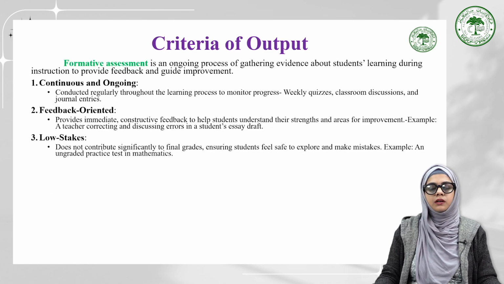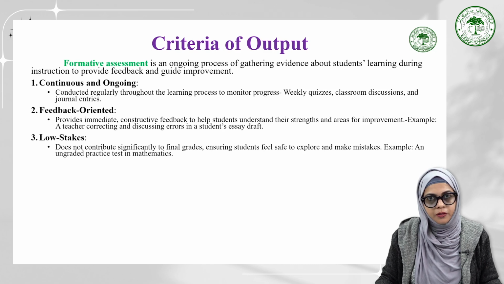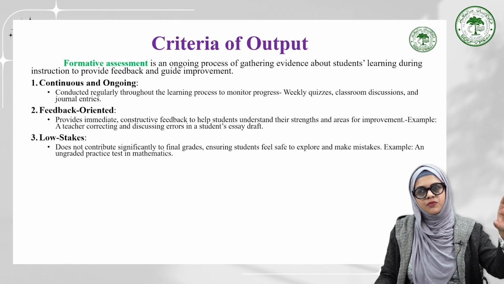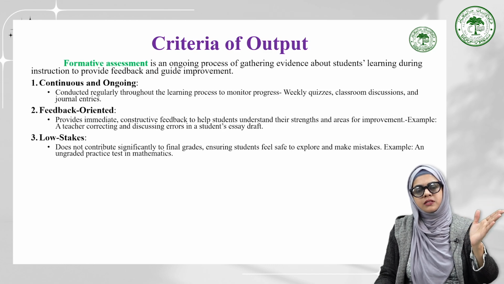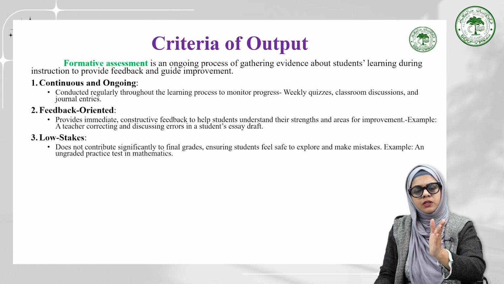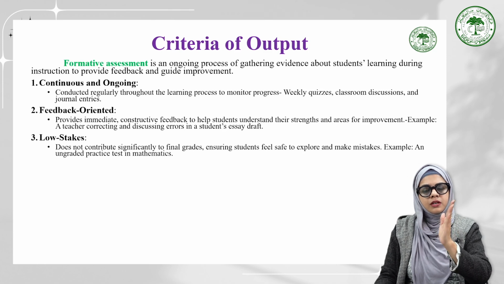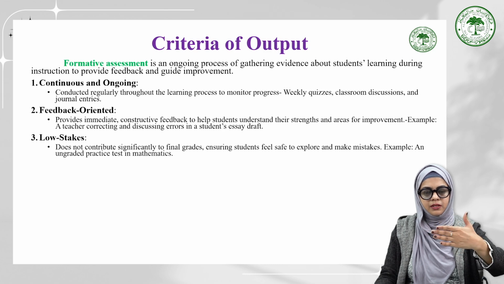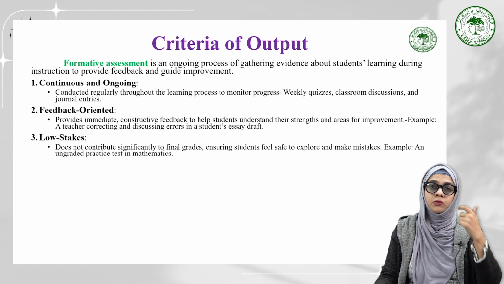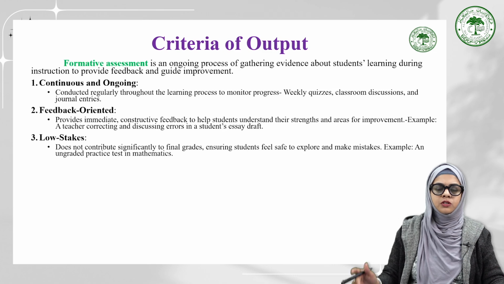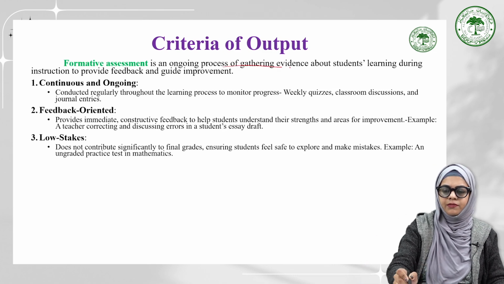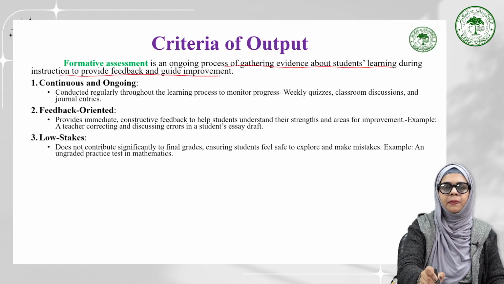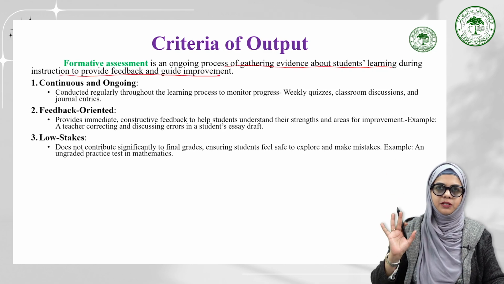Now coming to the criteria of output. Whatever is happening in the teaching learning process, whatever learning experience we have planned, all that is now getting translated into the output. Now what is the criteria of output? That also will be considered under three categories. So first I'll be talking about the formative assessment. It's an ongoing process of gathering evidence from students' learning during the instruction to provide feedback and guide improvement.